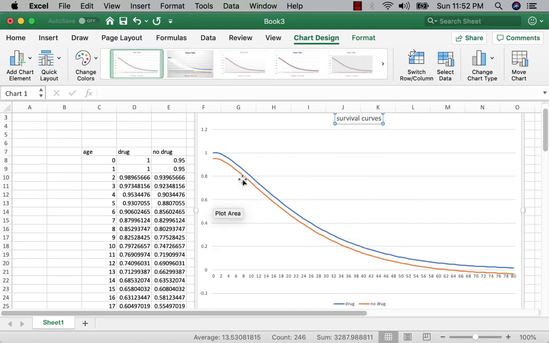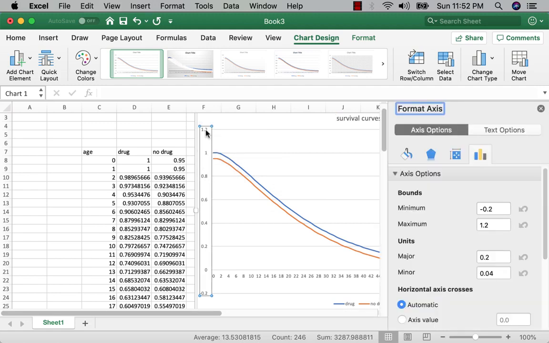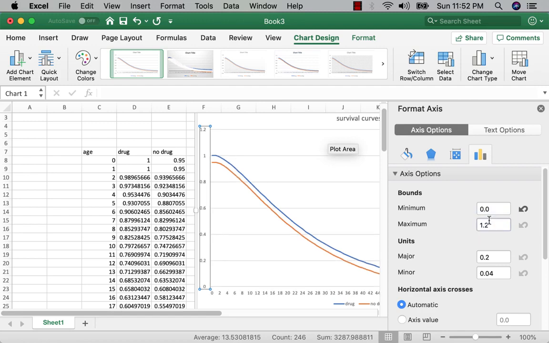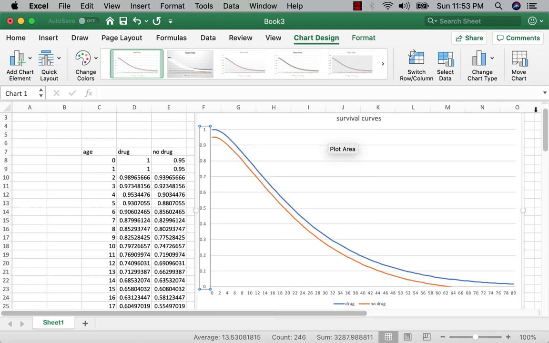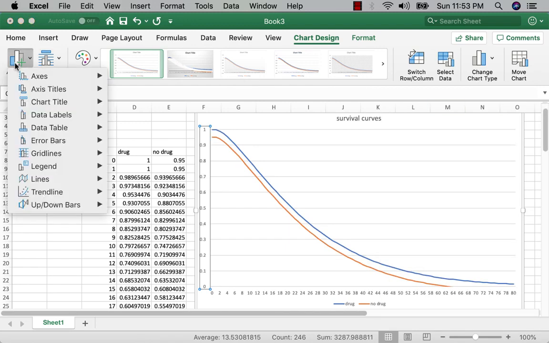Let's label the graph survival curves. We have to edit this axis here because a probability, remember, always varies from 0 to 1. You cannot have a probability less than 0, and you cannot have a probability greater than 1. So make the minimum of that y-axis scale 0 and the maximum 1. Now it only goes from 0 to 1, only presents the results from 0 to 1.